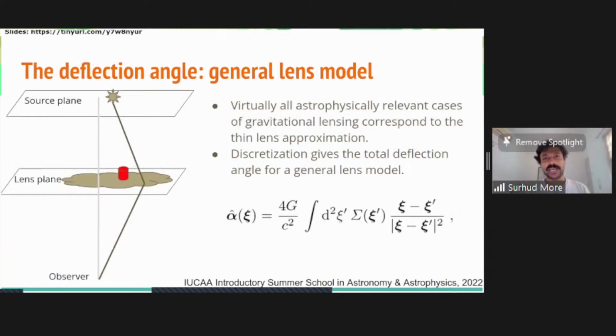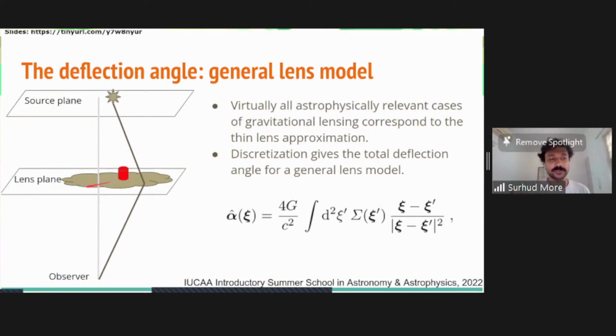So we have derived the deflection angle that happens because of a point mass, right? And I had also given you the formula for what the deflection angle looks like in terms of a general potential. So now let's try to understand how we can break it down. If you had a general lens model, not just a point mass, but something which is broadly distributed at a particular location, then what is the kind of deflection that it will produce? Virtually all the astrophysically relevant cases of gravitational lensing correspond to something called a thin lens approximation. So what is this thin lens approximation?